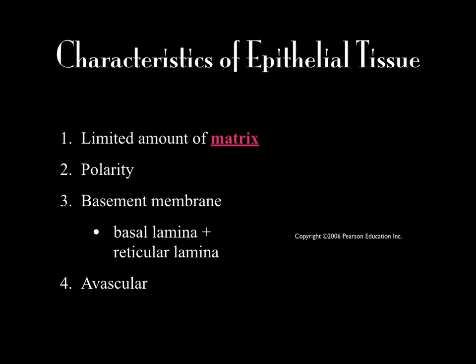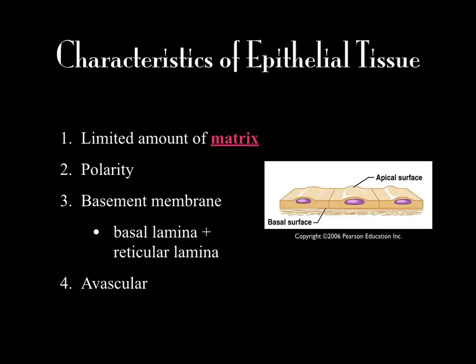The second major characteristic of epithelial tissue is that these tissues exhibit polarity. And by that we mean that each tissue has 2 different sides. To better illustrate that, let's take a look at the figure on the right-hand side of the screen.